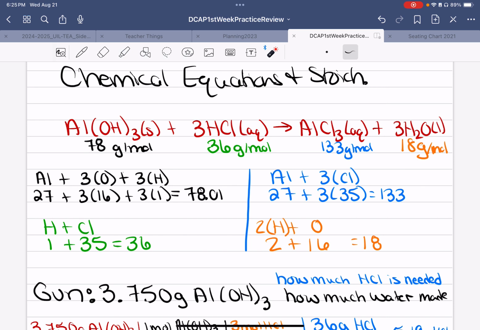So, again, I have aluminum hydroxide. I've got 1 aluminum, 3 oxygen, and 3 hydrogen. When I get that all added up, it comes to 78. HCl has 1 hydrogen and 1 chlorine. Added up, that gives me 36. Aluminum chloride has 3 chlorines. I add that up, and I get 133. And then hydrogen and oxygen for water gives me 18.